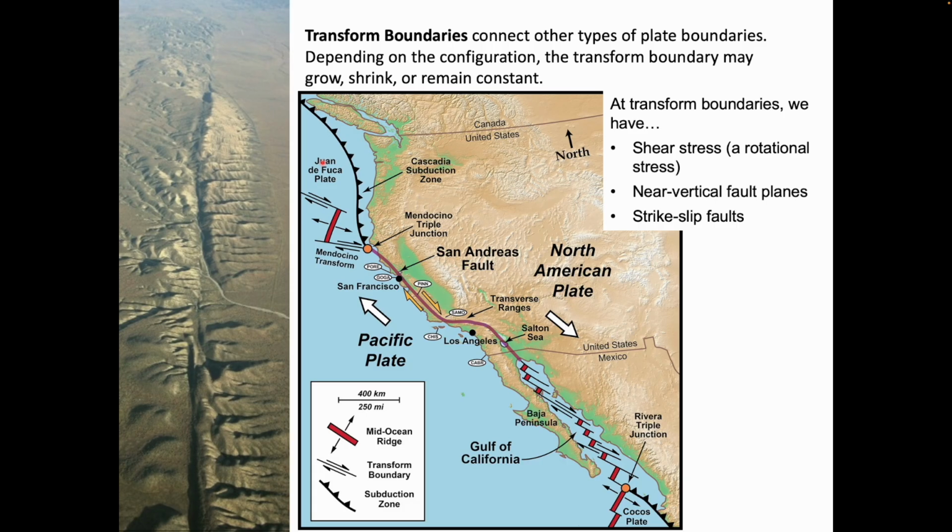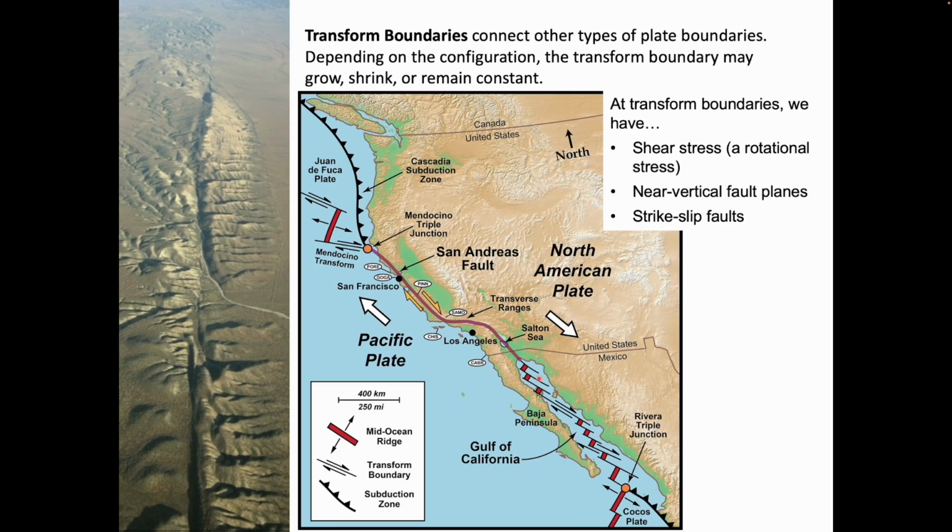Finally, we're going to talk about shear stress, or transform boundaries. Transform boundaries can connect other types of plate boundaries. Depending on the configuration, the transform boundary may grow, shrink, or remain constant. In western North America, the San Andreas Fault, which is our major transform plate boundary between the Pacific Plate and North American Plate, is dominated by shear stress, a rotational stress. So we have near vertical fault planes and strike-slip faults.